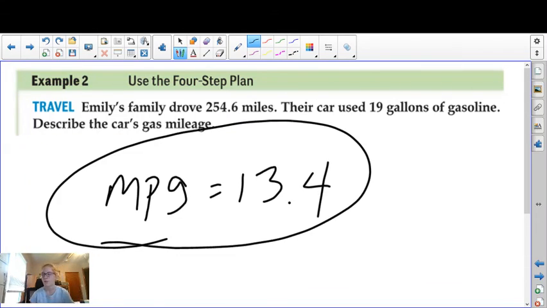So you should see that their car, when driving, got 13.4 miles per gallon. It's not the best MPG at all. But hey, who knows what kind of car? Maybe they had a truck. Maybe they're driving a U-Haul. Who knows? It doesn't explicitly state.